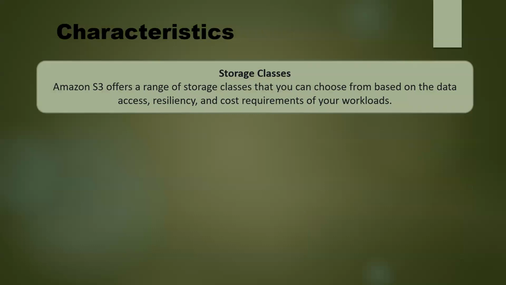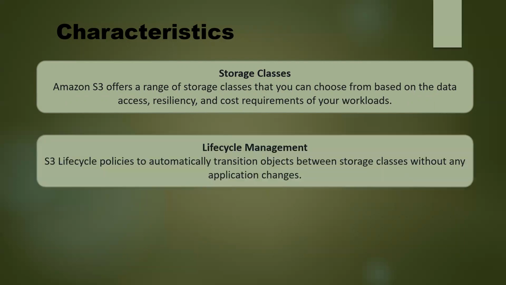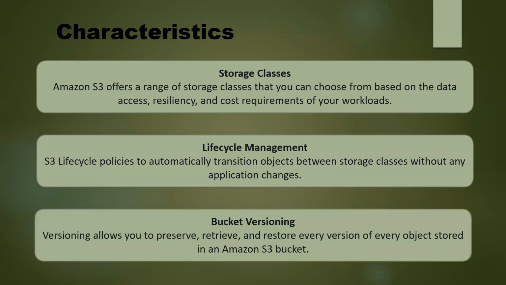Now let's have a look at some of the characteristics of S3 storage. S3 has different types of storage classes for different use cases, such as how frequently you need to access stored data and how quickly you want to restore it. We'll discuss more about different storage classes shortly. S3 has a feature called Lifecycle Management, where you can define rules to automatically transition the objects to a cheaper storage or even delete objects after a set period of time. Another characteristic of an S3 bucket is versioning, which allows you to retrieve all versions of the object, including the deleted objects as well.